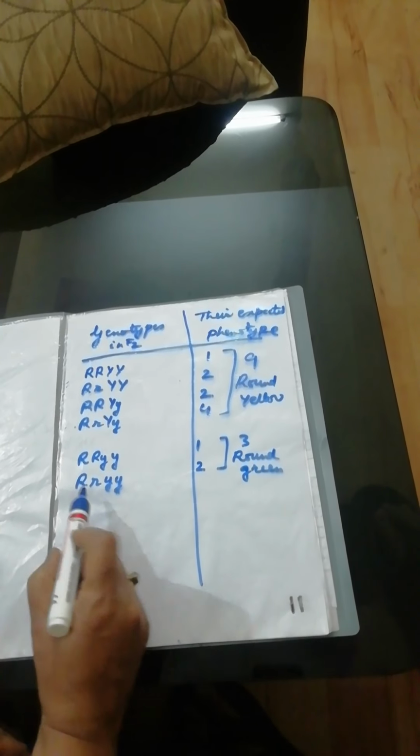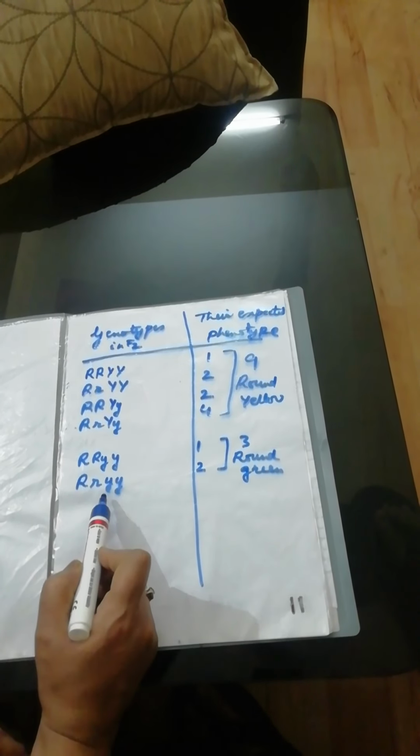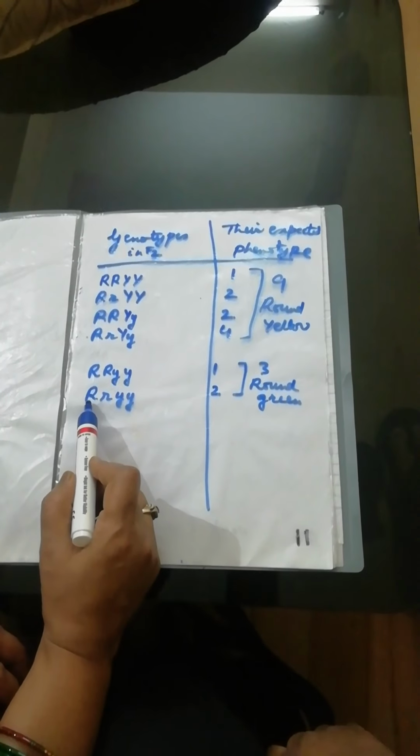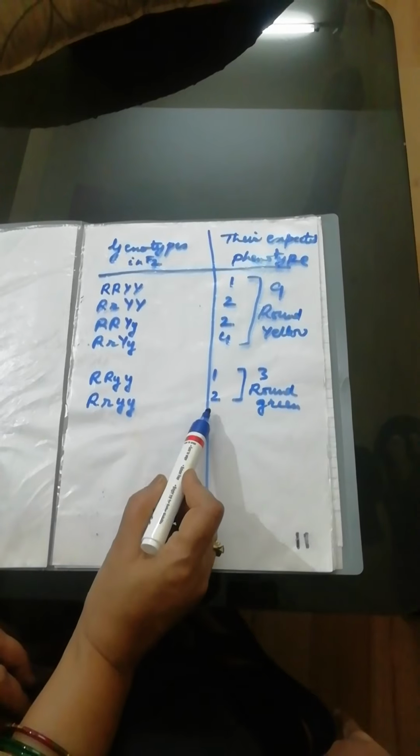And if you split the genotype, this is a possible genotype. Green, so definitely they will have both small y, small y. And for round, they may be homozygous or they may be heterozygous. If it is homozygous, that is both R are capital, it is in the ratio of 1. But if it is heterozygous, one capital R, one small r, then it is in the ratio of 2.